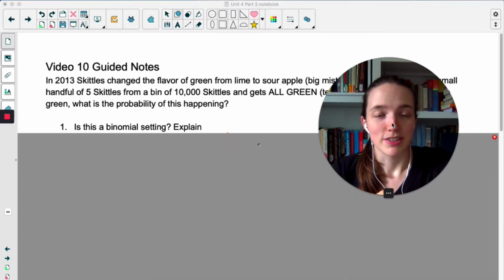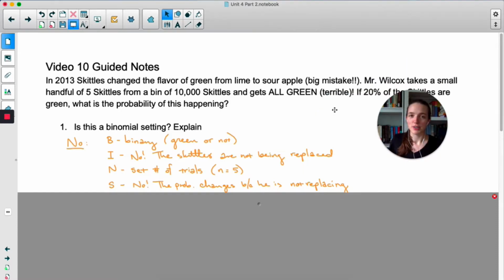Is this a binomial setting? Okay, this one is actually not binomial. We do have binary, it's either green or not, so there's 2 outcomes, and we do have a set number of trials. He's only taking out 5 Skittles. However, he's not replacing each Skittle each time. So the probability of getting green is changing ever so slightly each time he picks up a Skittle.